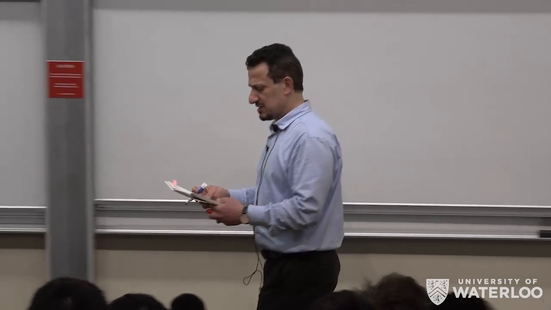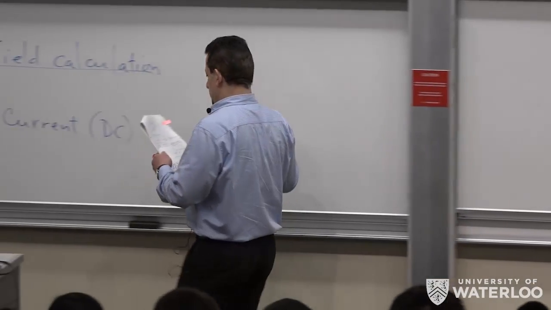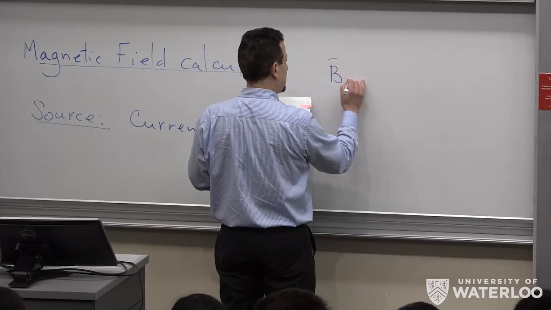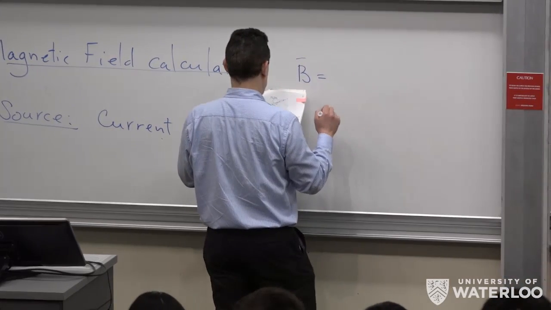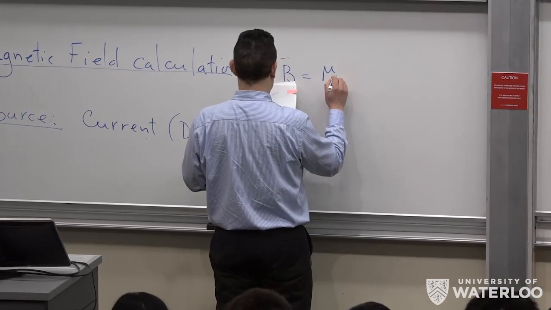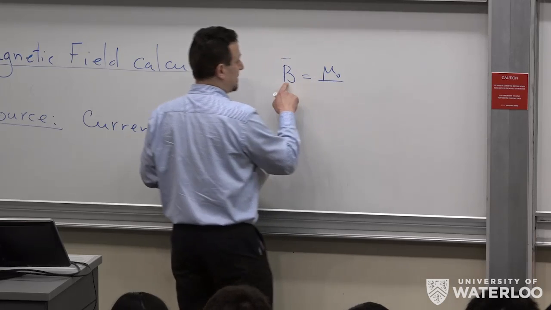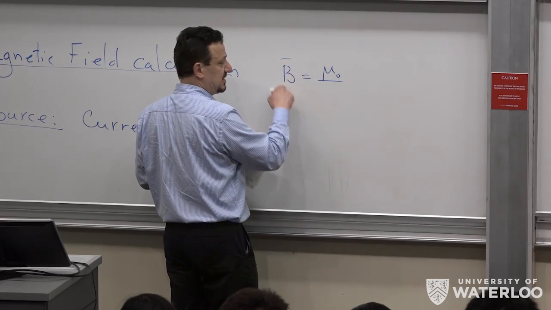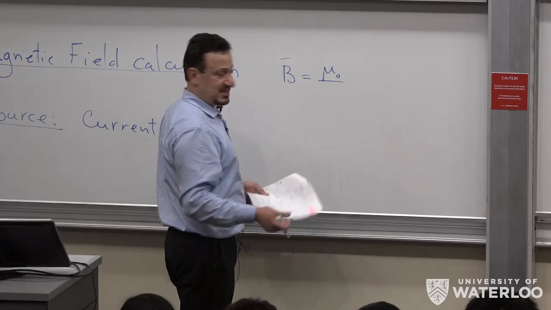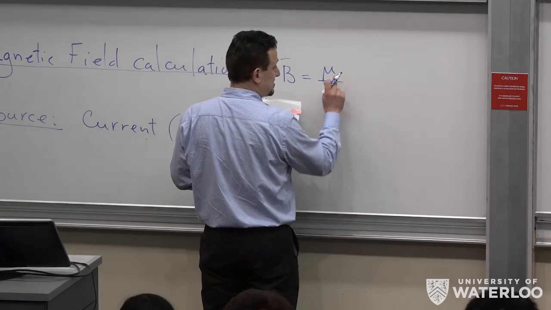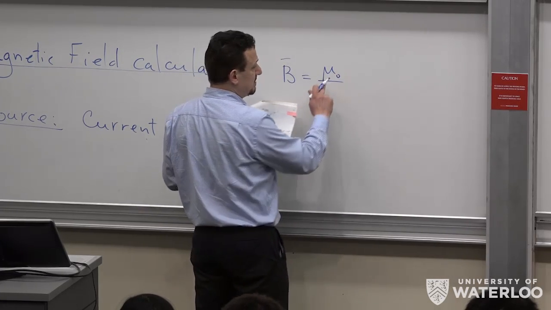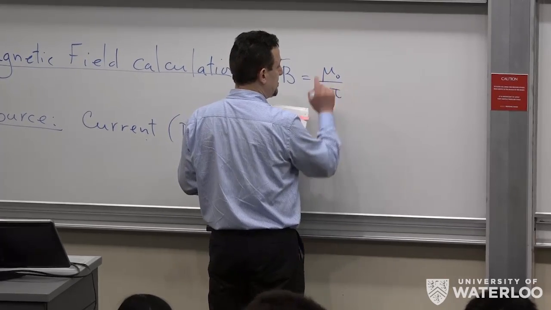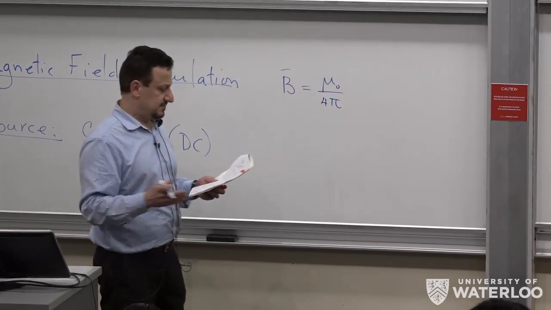I'll give you an example. So the Biot-Savart law is stated like this. This is a review of what we've done last time. Here is the magnetic field. The bar means a vector. B is the magnetic field. The unit is Tesla. Mu naught is a constant, the permeability of free space.